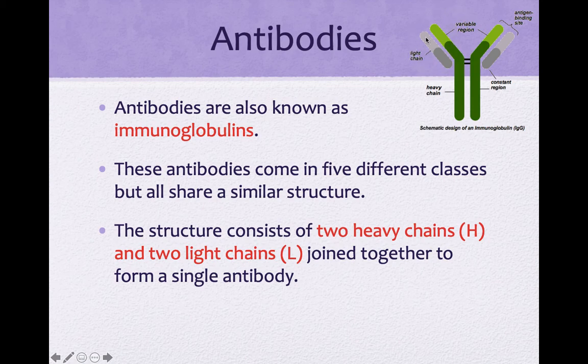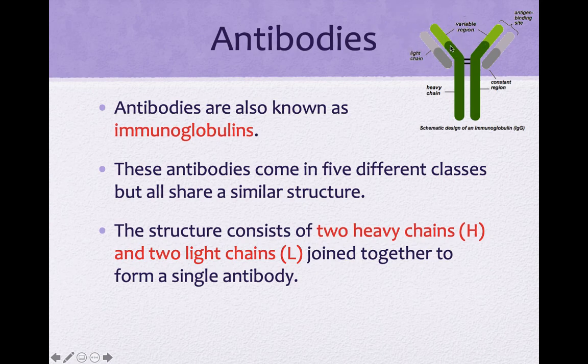The variable regions up here will have, say, a triangle for salmonella. They'll be shaped like a triangle that fits the triangle on salmonella's surface, or a circle that fits the circle on E. coli, or a square or whatever that fits the square on Klebsiella or something like that. So that's how these things work.